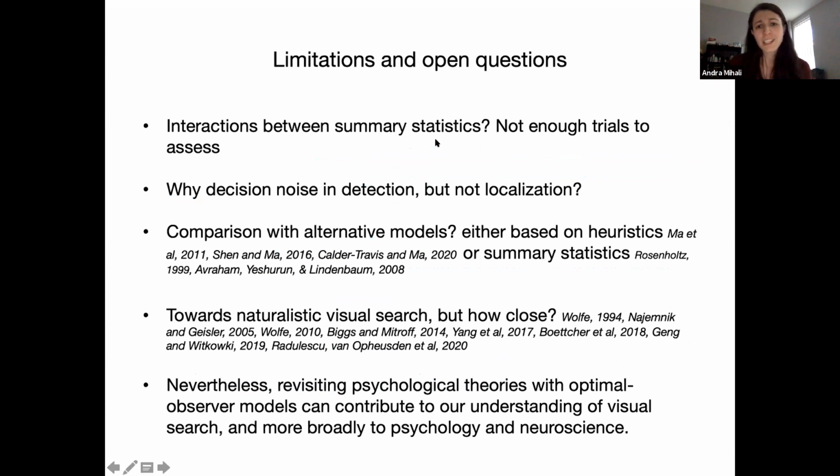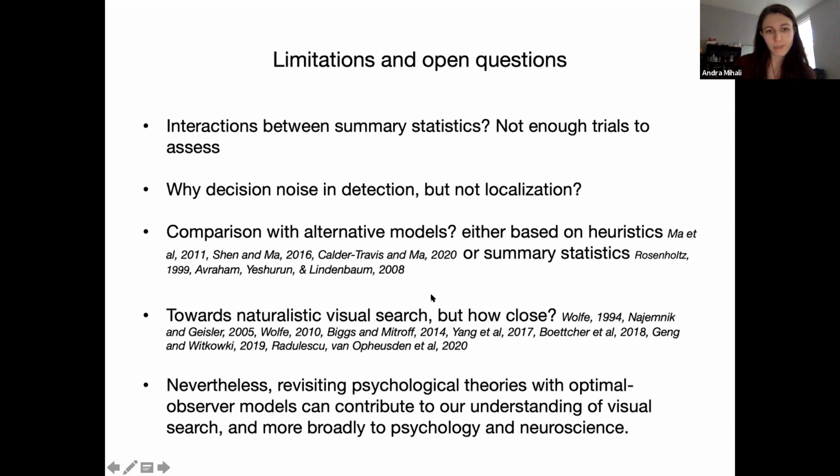So interactions between summary statistics, this was one part of Duncan and Humphrey's proposals. We didn't have enough trials to assess. Why did we find decision noise in detection but not localization? This is puzzling. We did not have a comparison with alternative models, either based on heuristics, or summary statistics. Joshua will have that though.